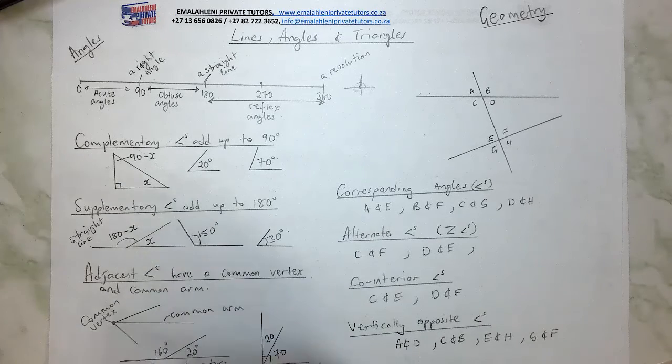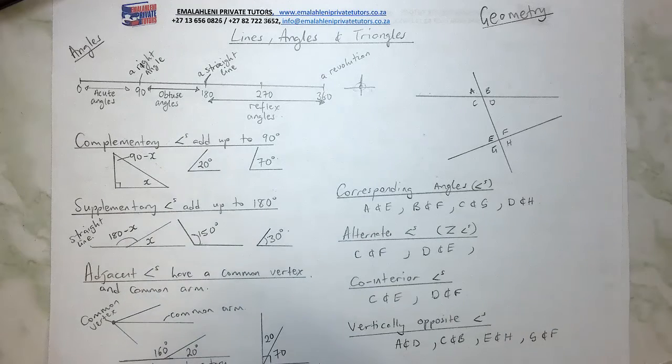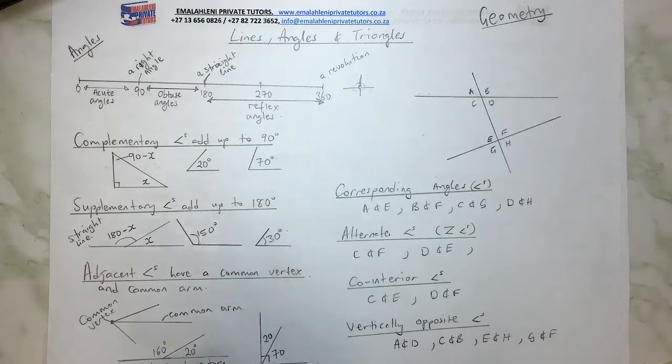Like on a straight line, if one part of it is x, then the other part you can get by saying 180 minus x. For example, here, if it's 150, then the remaining part will be 30. So 150 plus 30, we call these supplementary angles because they add up to 180.